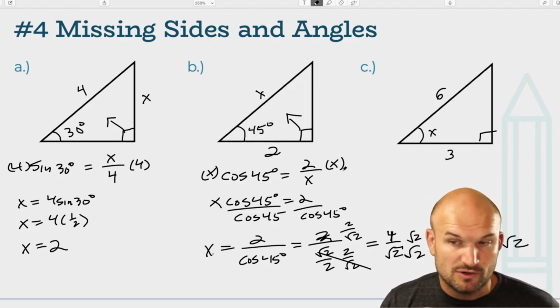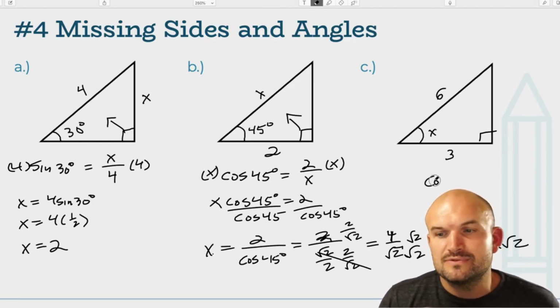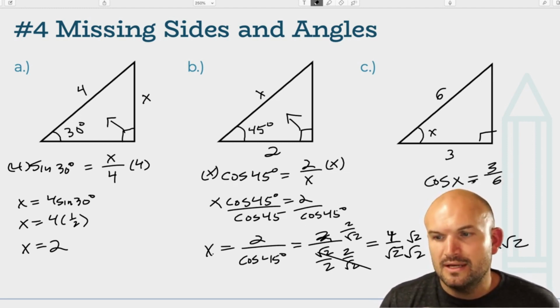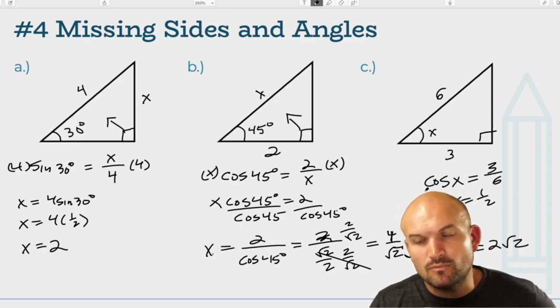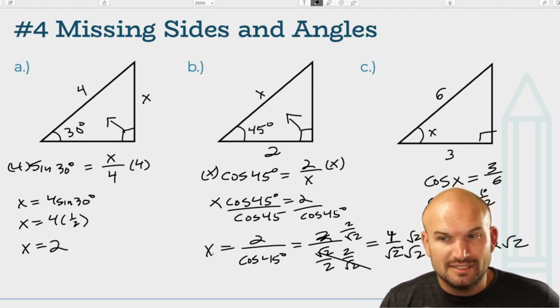We're going to be using cosine, but now we don't know what the angle is. So again, we're still going to set up our ratio. So cosine of x equals 3 over 6. Well, cosine of x equals 1/2. Now, in this case, what we want to do is be able to find the angle. So we want to say cosine of what angle equals 1/2.